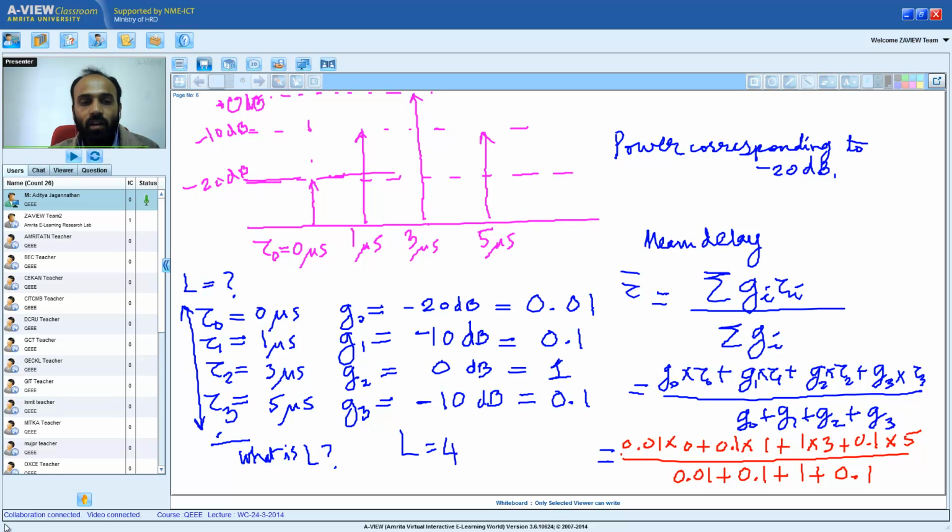Can someone else also calculate? Can some other college also please calculate and tell me the value? Please perform this calculation, that is summation GITI divided by summation of GI. What is the mean delay tau bar?